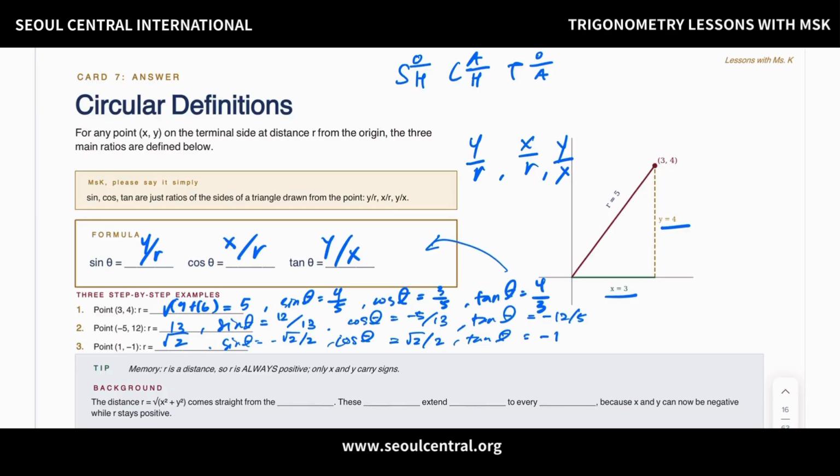Remember that r is just a distance, so it's always positive, okay, because it's the distance from the origin, and the x and the y are the ones that carry the signs. So the background comes from, you guys recognize this, the Pythagorean theorem. It doesn't really fit, so I'll put it on top. These definitions extend, like I said earlier, SOHCAHTOA to every quadrant, okay? Because x and y can be negative while r stays positive.